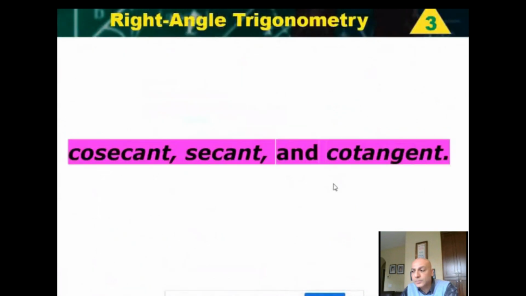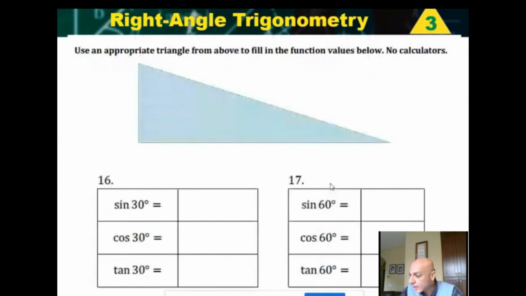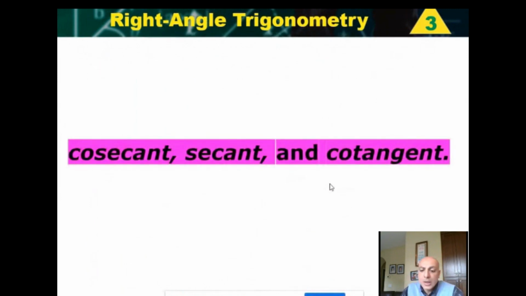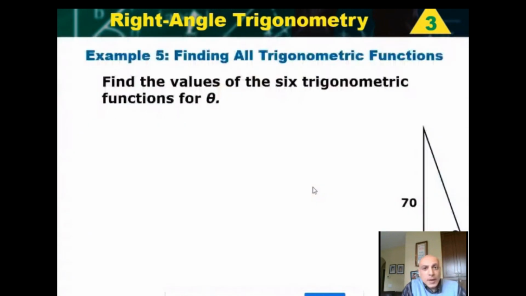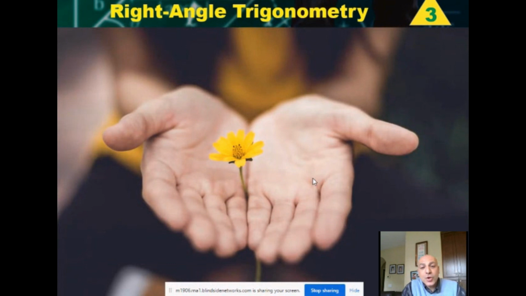Before I let you go, by the way, whatever we talked about today is also applicable for secant, cosecant, and cotangent for those on pre-calc. You take these ratios and then flip them.